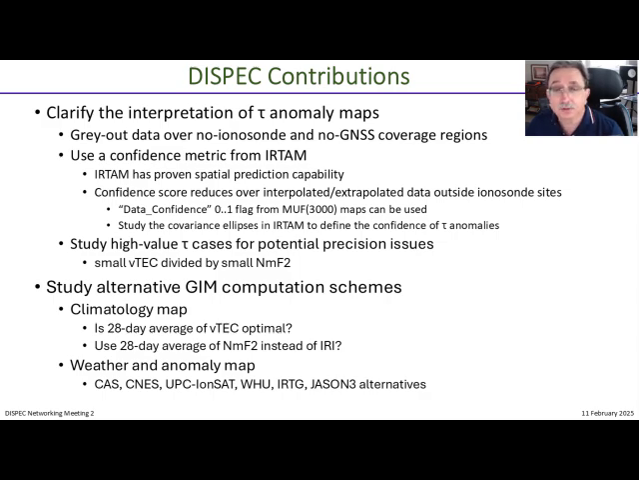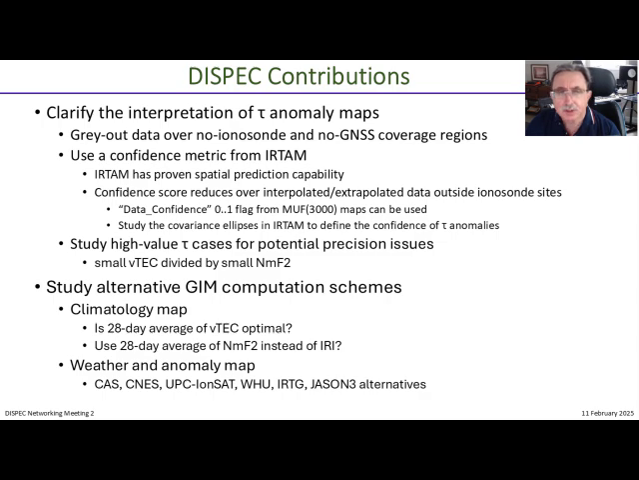We could also support the confidence evaluation with the comparison study of covariance ellipses in IRTAM. These are not standard covariances. These are applied individually for different diurnal harmonics. We'll specifically study high-value tau cases for potential precision issues. And remember, those are the cases when a small VTEC is divided by small NmF2 value, and given that both data sets are subject to uncertainty because of the data noise.